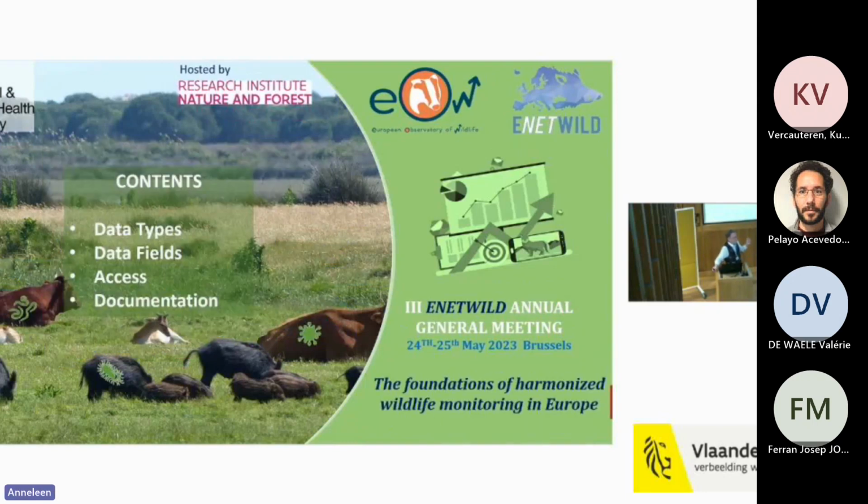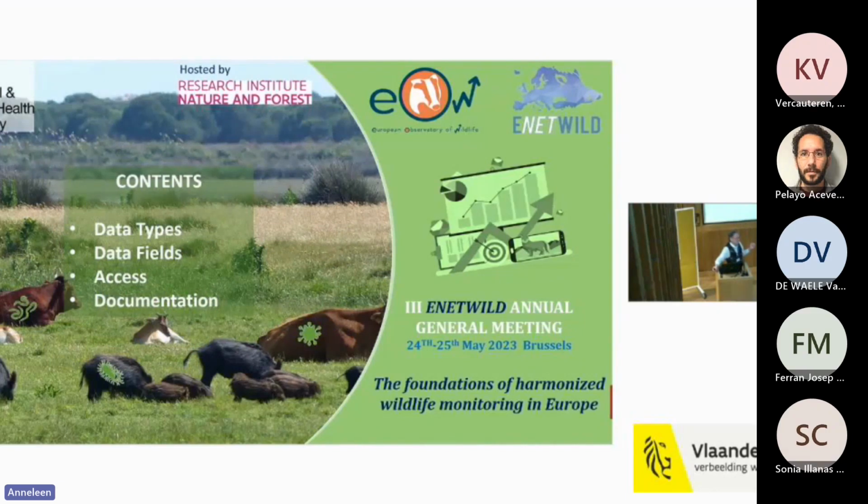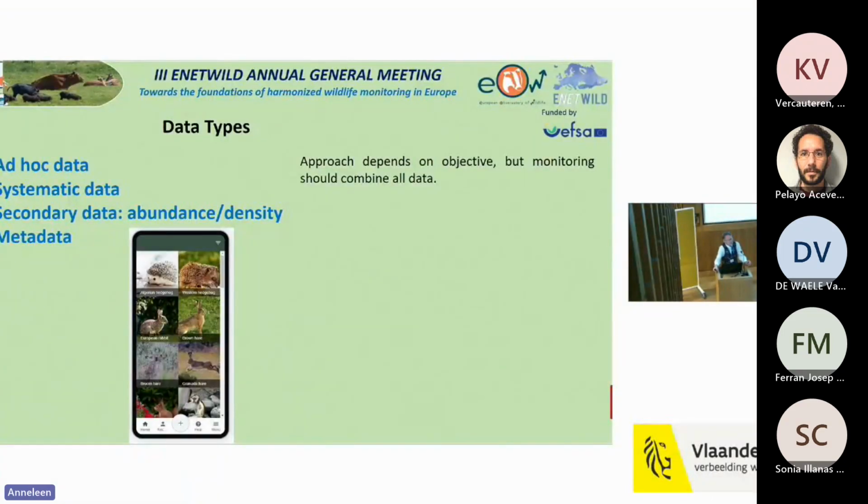So I want to talk briefly on what types of data there are, what data fields are required, data accessibility, and the documentation behind it. So I'll try and keep it nice and brief. So in terms of data types, we can collect data in different ways.